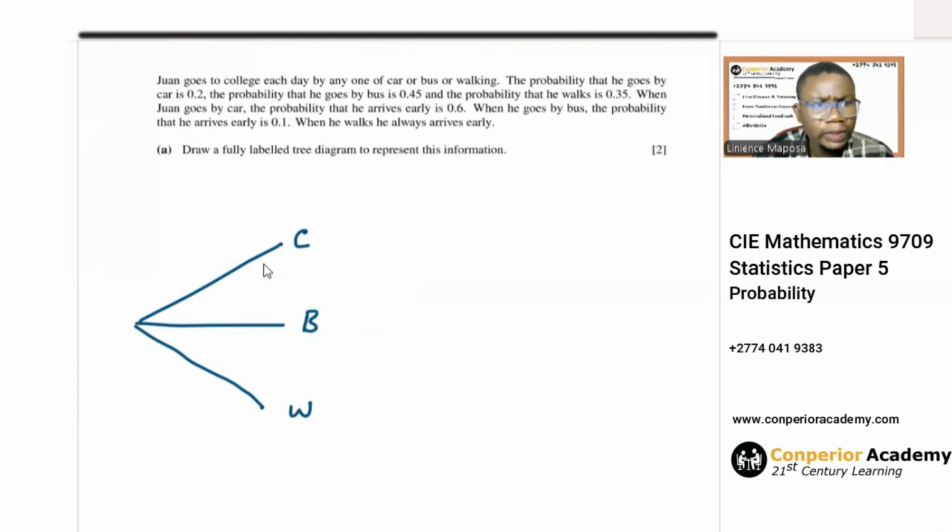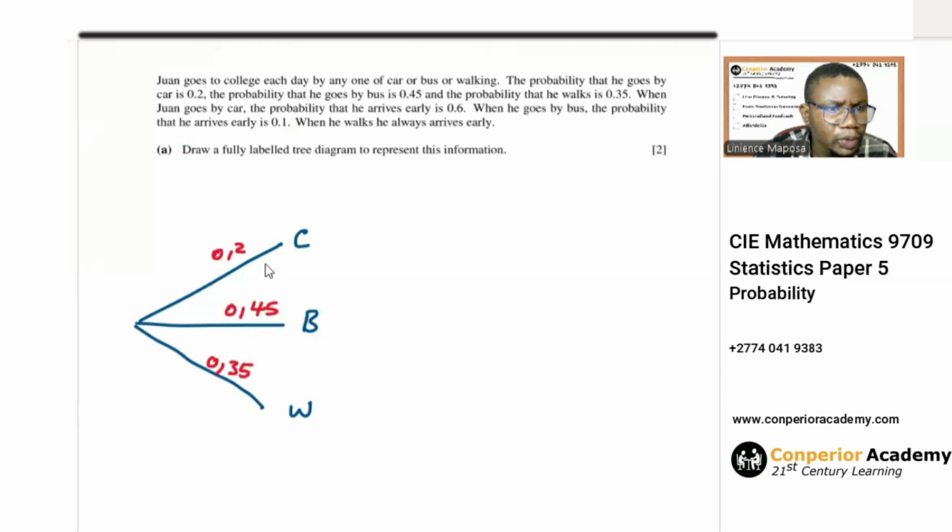The probability that he goes by car is 0.2. So I can write 0.2 here. The probability that he uses bus is 0.45. The probability that he walks to school, to college, is 0.35. So these probabilities must add up to 1. So if you add these, must add up to 1.